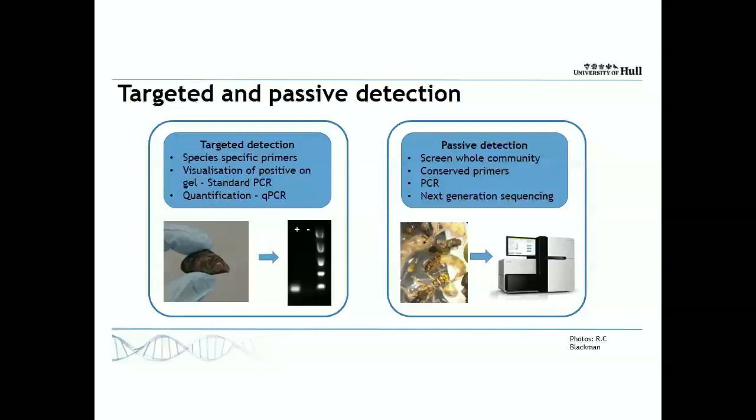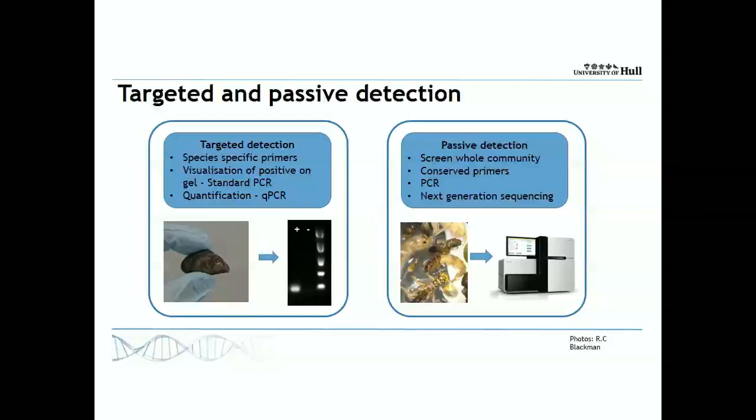You could also do a passive detection approach, and this is when you use the same sample of DNA, but you screen for a whole community. So you use universal primers to amplify that DNA. You use a PCR and create a library, and then use next generation sequencing, like an Illumina platform, to see what species you've detected. So this can give you a long list of species, be it fish or amphibians, or in my case, macroinvertebrates. And from that, it's quite a powerful biomonitoring tool that we're developing here.